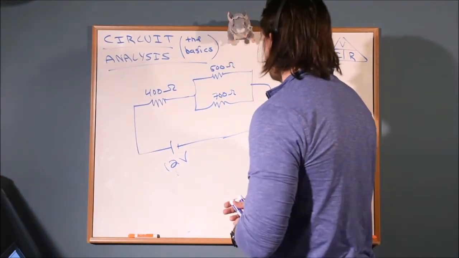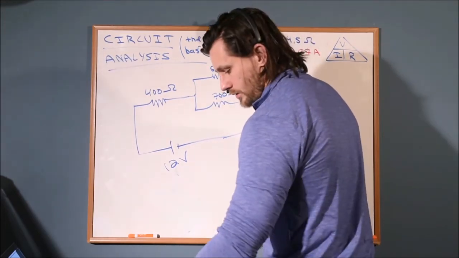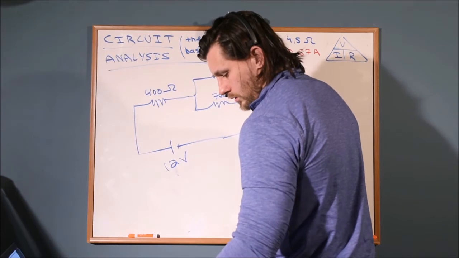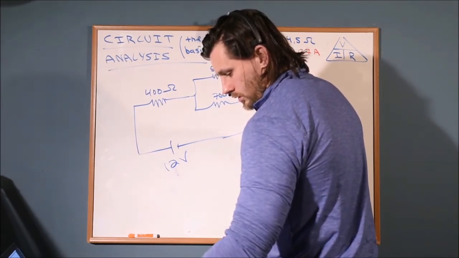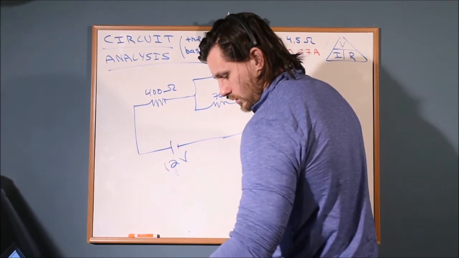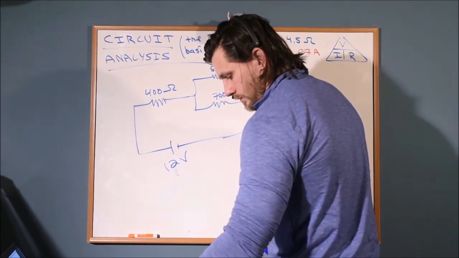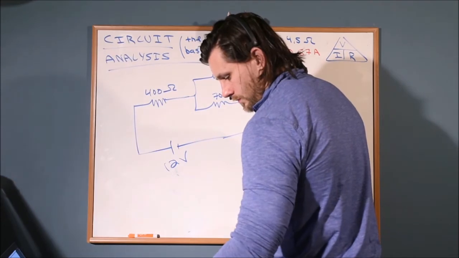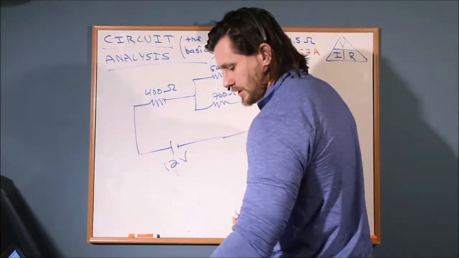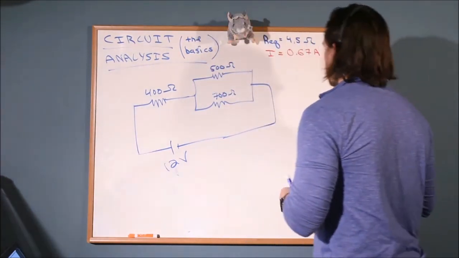Let's see, we have 500 ohms, so 1 over 500. Close the bracket, add to that 1 over 700. Close the bracket, and then 1 over that, 0.00342. And you get 292.4 for that little section. And then we're just going to add to that 400. And we're getting an REQ of 692.4. So let's just call it 692.